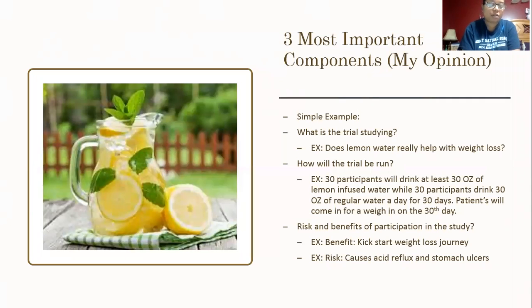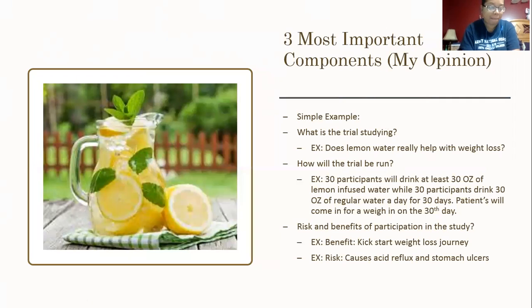How will the study be done? Where will the study be done? And how long will the study take? So for example, patients will need a water bottle and lemons, if they're in that select group, because there will be two groups, one group who drinks lemon water and one who doesn't. Group A, for example, would drink 30 ounces of lemon-infused water, while the 30 participants in Group B will drink just 30 ounces of regular water for 30 days. And on the 30th day, they will come for a weigh-in. And this trial would, of course, be run from home, but then they would come into the clinic to be weighed in.